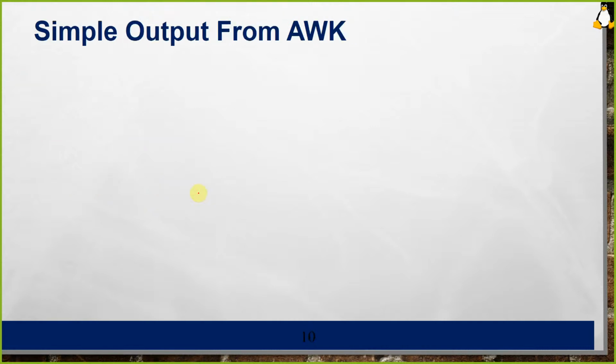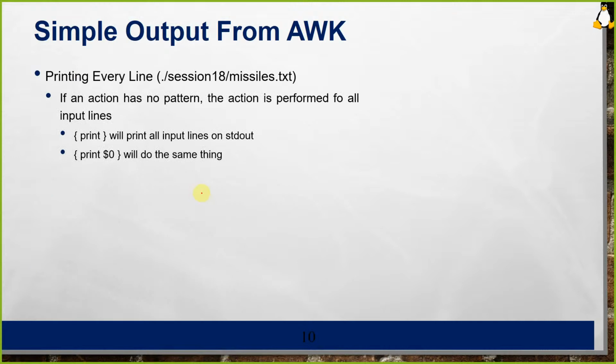Simple output from awk. Printing every line. You have the program missiles.txt in your session 18 directory. If an action has no pattern, the action will be performed for all the input lines. Like print will print all input lines on standard output, or print $0 will do the same thing, because $0 signifies the entire line.